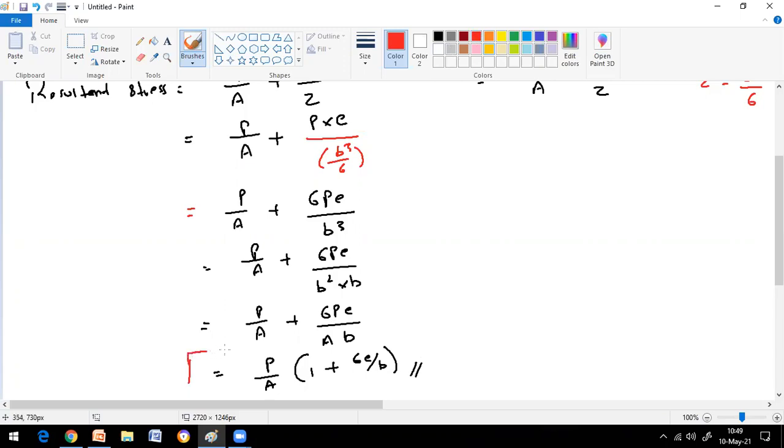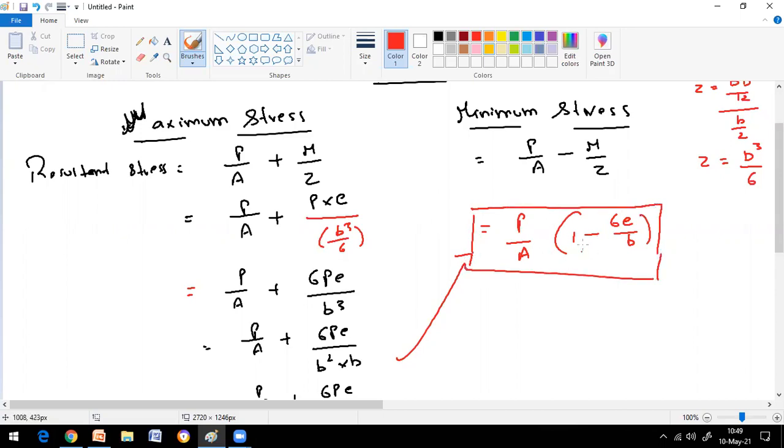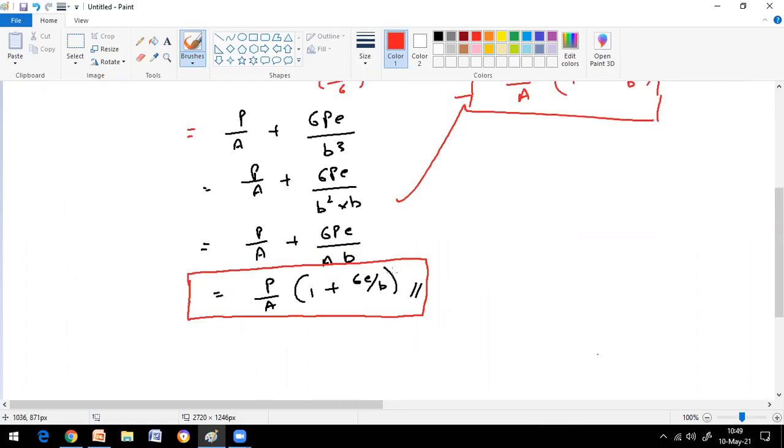This is to calculate the maximum stress acting in a column which is subjected to both direct and bending stress. Understood? In the same way, can you tell me what this is? P by A of 1 minus 6E by B. This is the minimum stress that acts in the column at one edge, and this is the maximum stress which acts at the column in the other edge. I will show you this here.